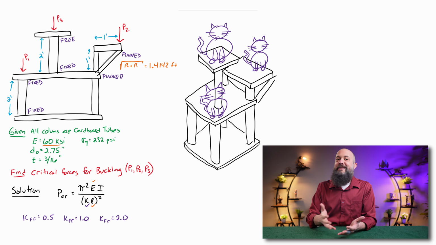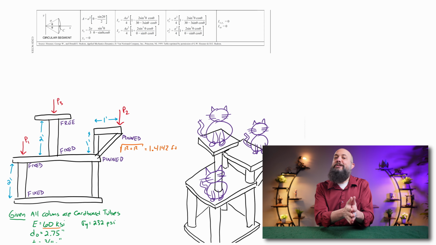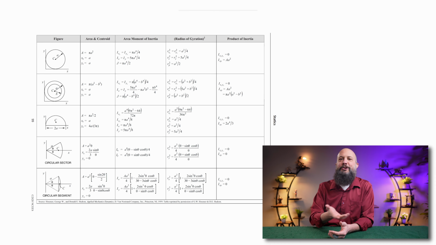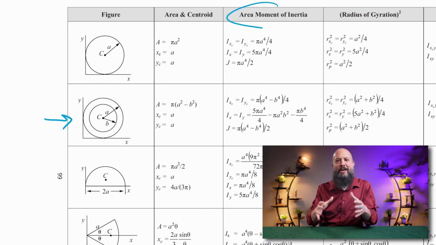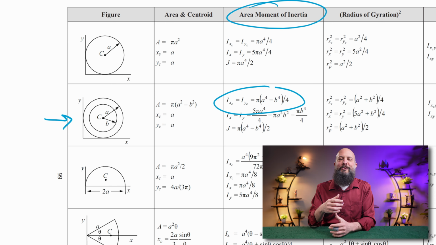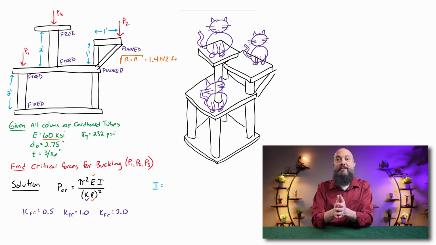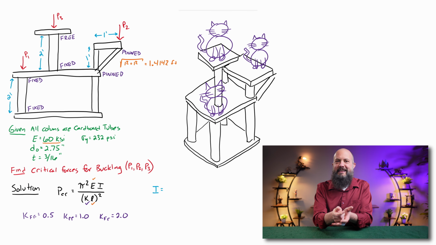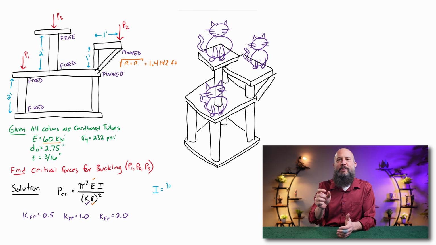So for I, the area moment of inertia, I'm going to the statics section of the FE reference manual to find this table for a ring. I can grab the equation here, I_xc. This is the area moment of inertia about the center of the ring, which is based on these a and b. You can see they are the outer radius and inner radius of the ring.